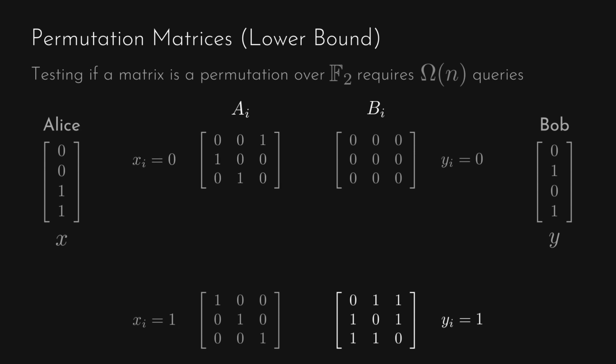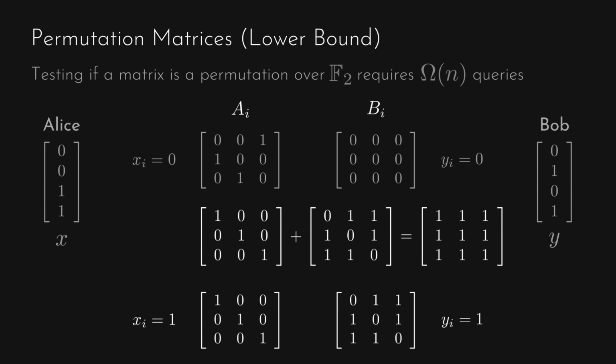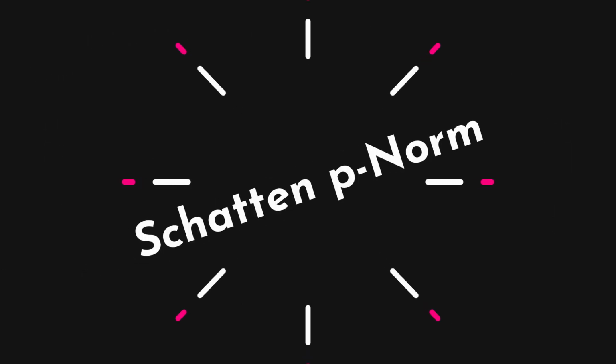For the final case, we can look at when Alice and Bob both have a 1. This time, their matrices will sum to the all 1s matrix, which means that the overall matrix will not be a permutation. So that's the reduction to set disjointness, which proves the lower bound that we wanted to prove. Now, I'll move on to the final section of this video, which concerns querying random matrices and estimating the Schatten p-norm. After that, I will conclude and mention some open questions.